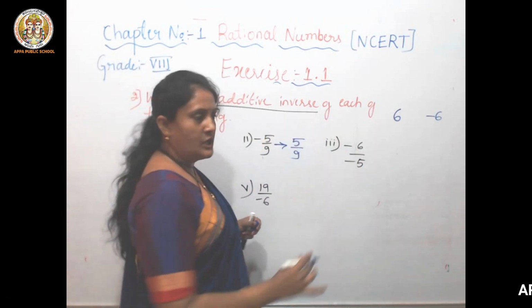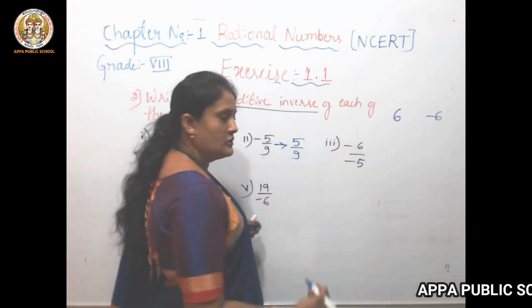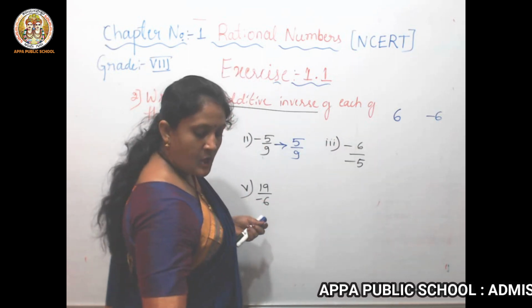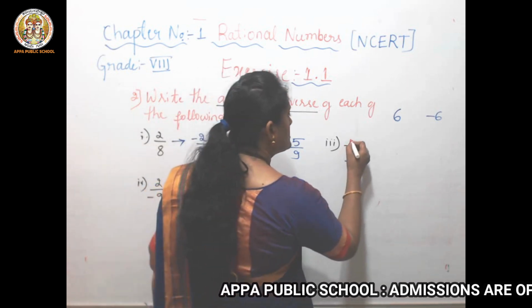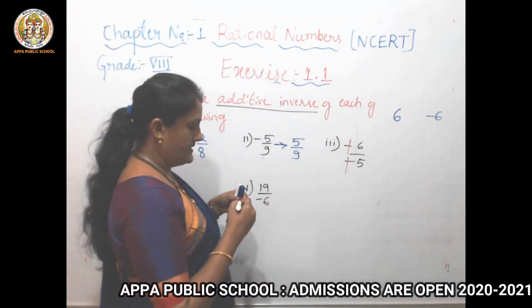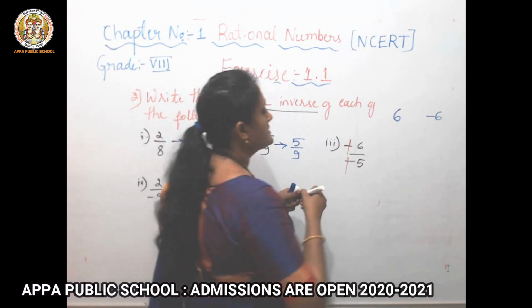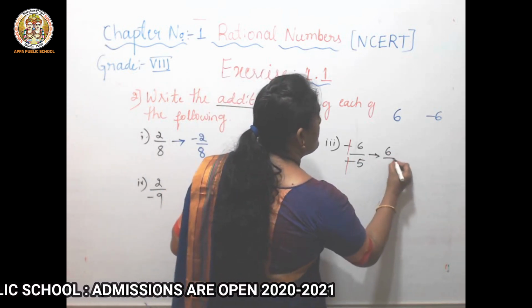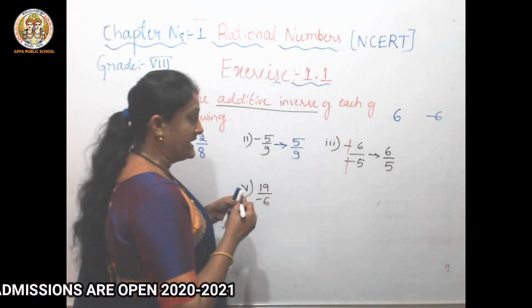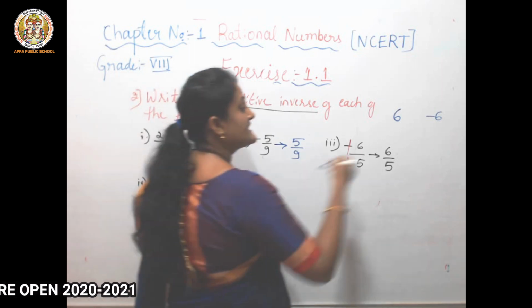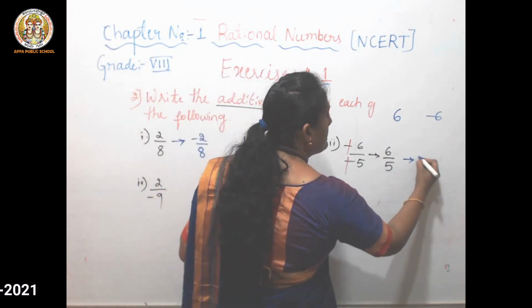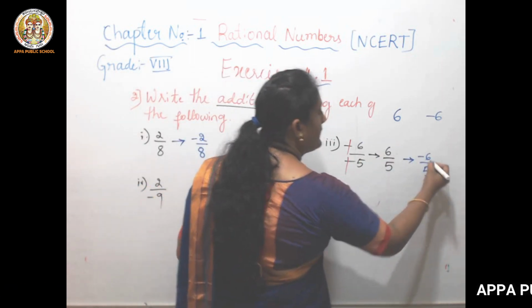Now here have a look. On both sides we have a negative, in the numerator and also the denominator. First, let's simplify the question first. Minus minus cancel. The question will become 6 by 5. Now we have to write the additive inverse of 6 by 5. That is minus 6 by 5.